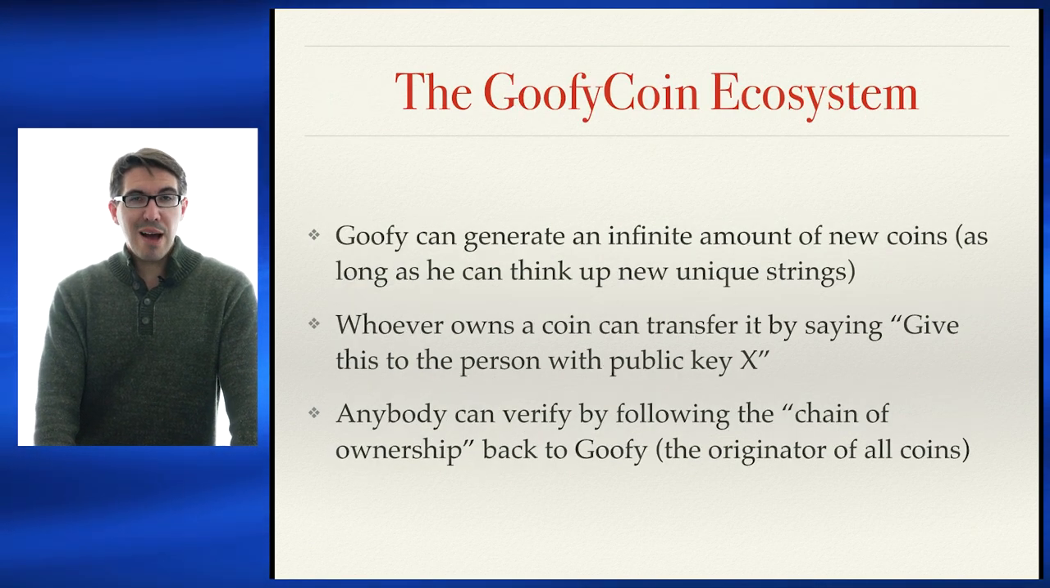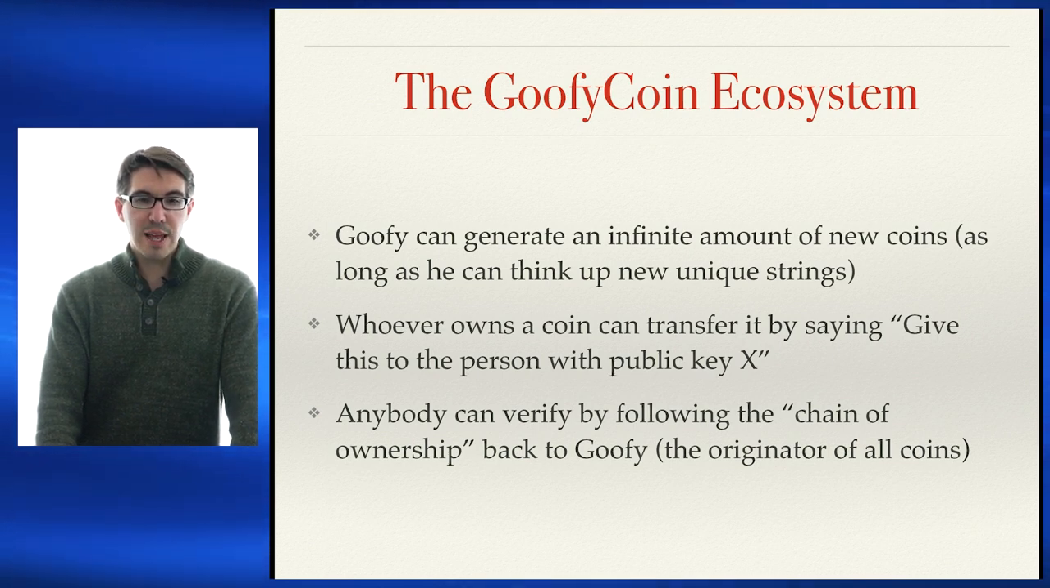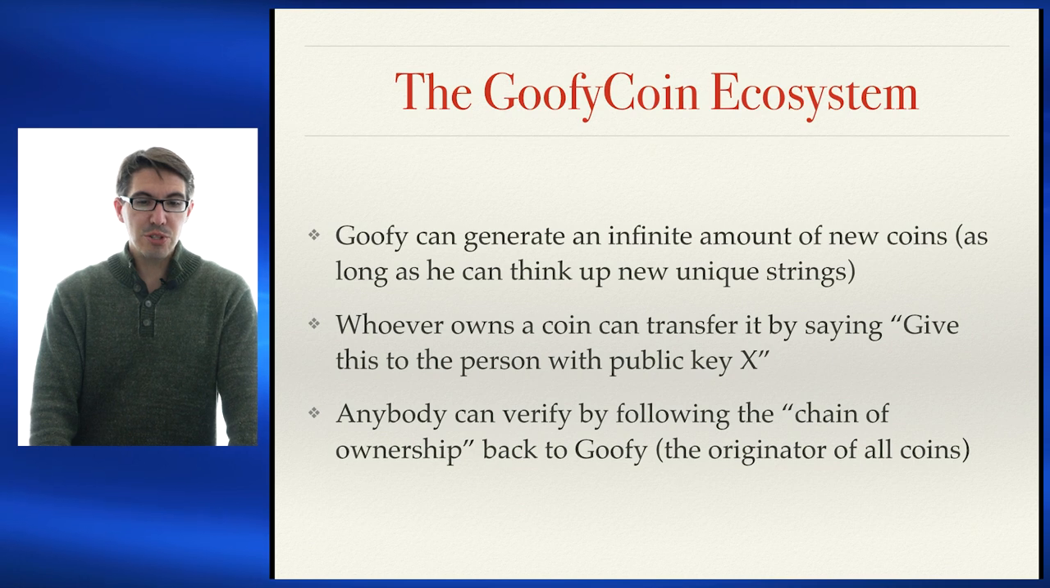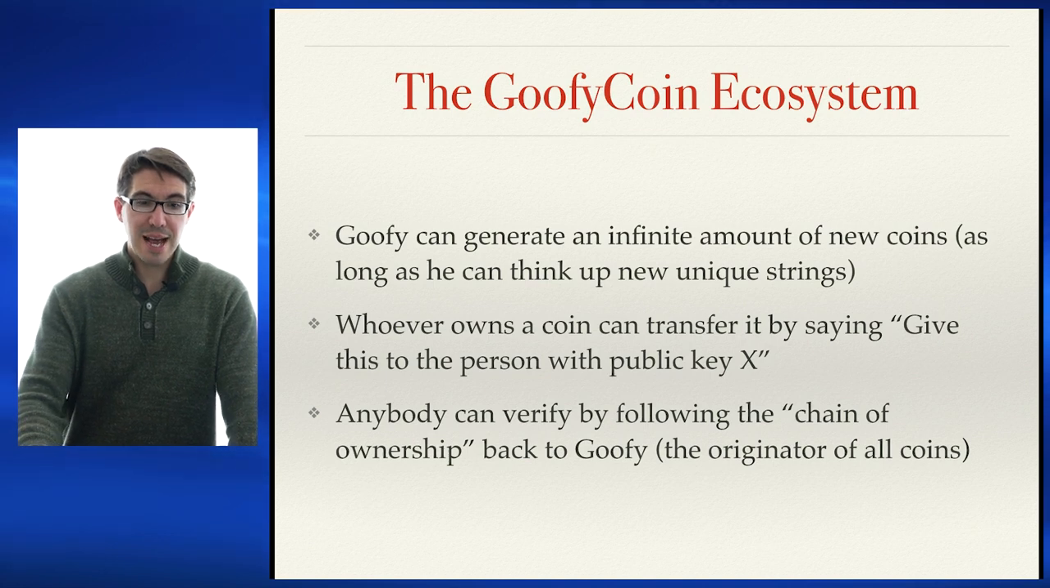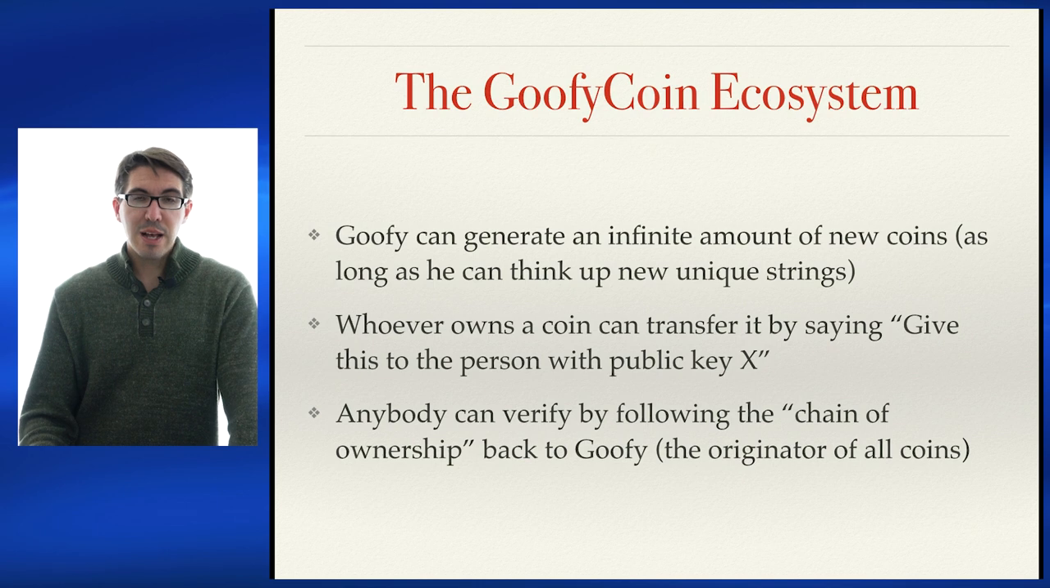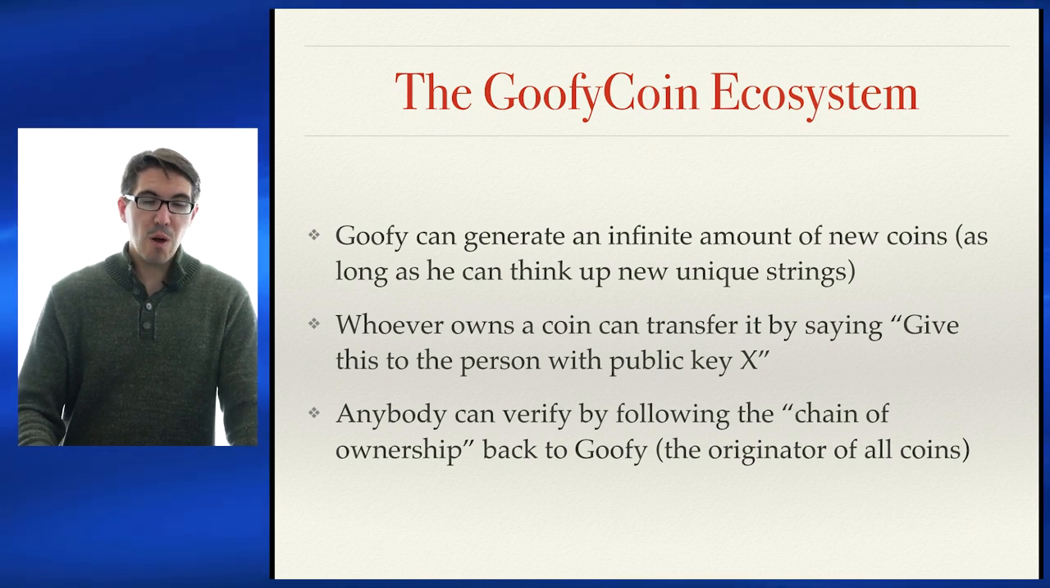So now we have a little ecosystem here. Goofy can generate as many coins as he likes, as long as he comes up with unique new strings. Whoever owns a coin can transfer it by saying, give this to the person with the public key X. And anyone can verify that the coins are valid by following the chain of ownership all the way back to Goofy.